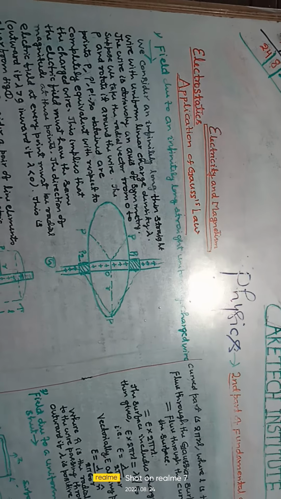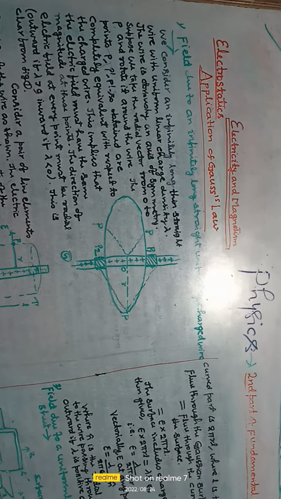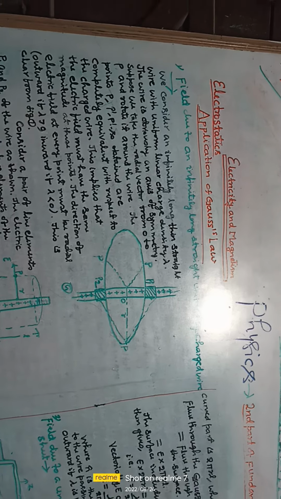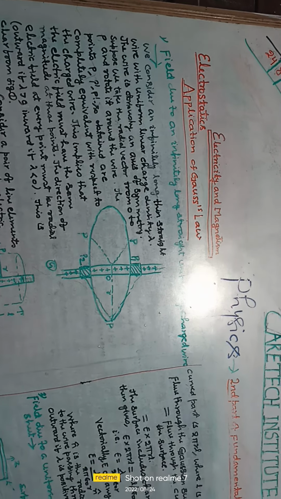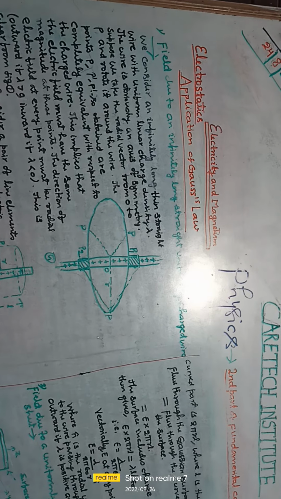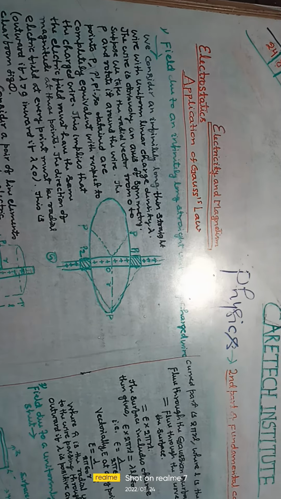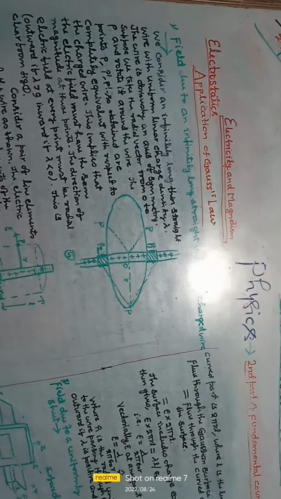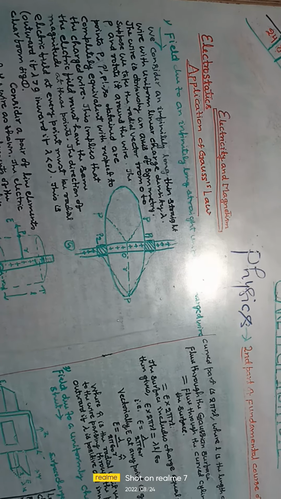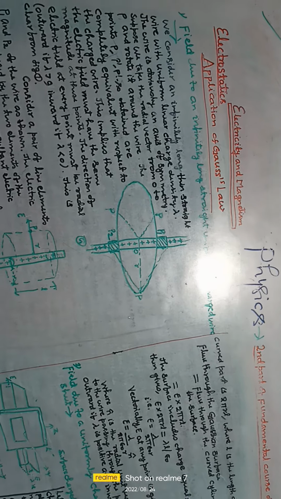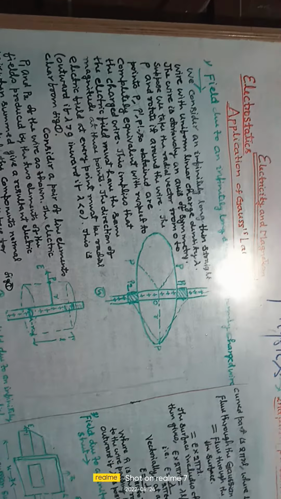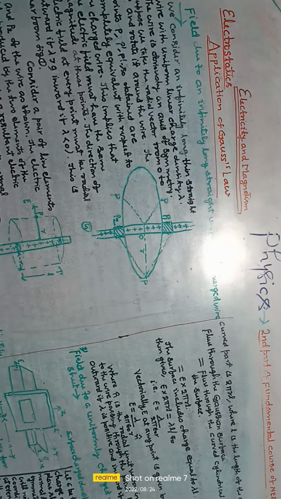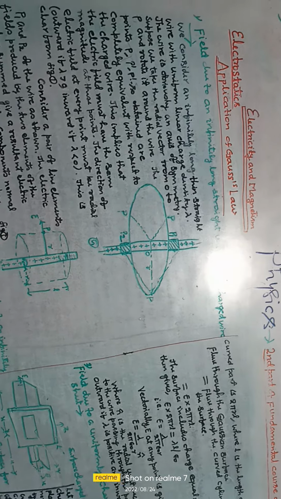Today we shall study about application of Gauss law in electrostatics. Application is done in different materials. The first is an infinitely long straight uniformly charged wire. Second is a uniformly charged infinite plane sheet. And third is a spherical shell. Now the first, the field due to an infinitely long straight uniformly charged wire.